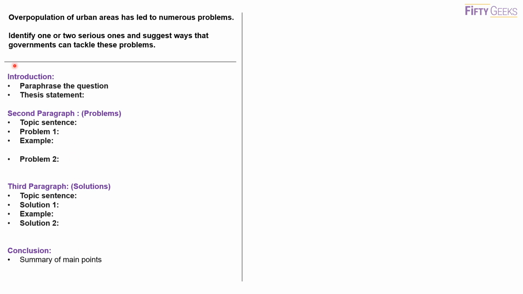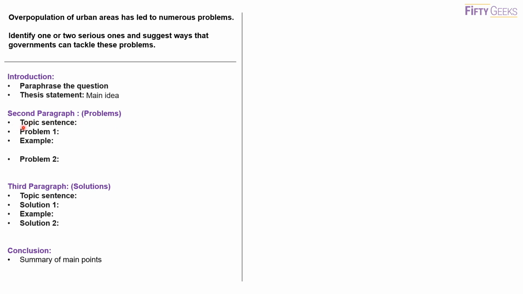Firstly, we need to paraphrase the question, which we can do once we start writing our essay. We don't need to paraphrase the question in the draft for the purpose of saving our time. Then we will move on to the thesis statement. In the thesis statement, we will write our main idea, which we will discuss in the whole essay.